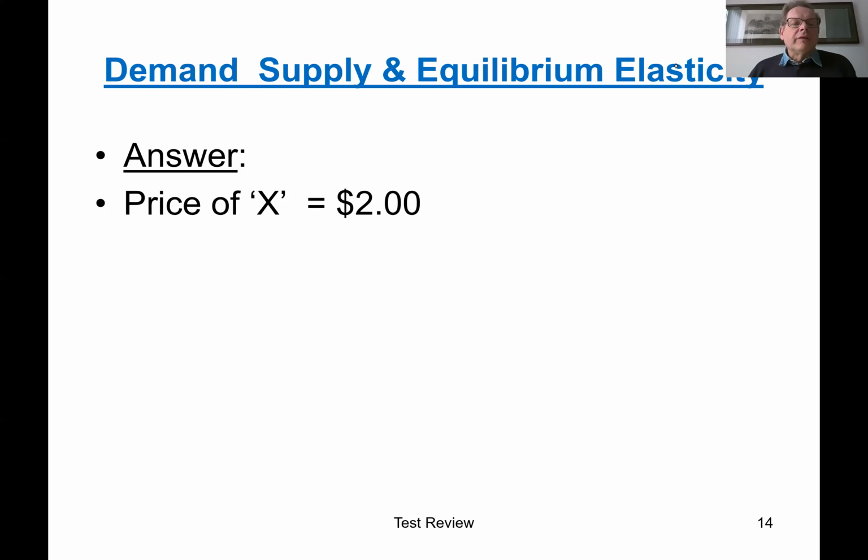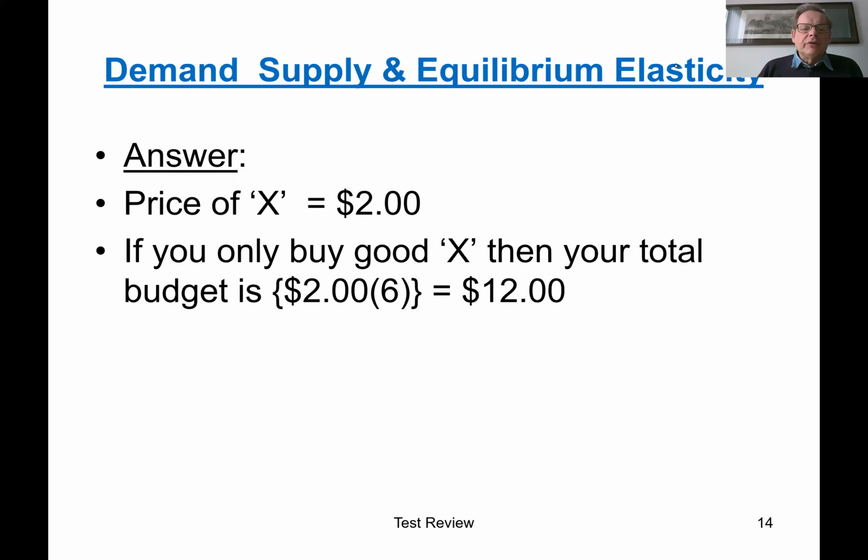So the price of X is $2. If you only buy good X, then your total budget is 2 times 6. Remember, you can buy, according to the graph, 6 units of X if you spend all your money. Therefore, if you take the price of X and the maximum number of units you can buy, multiply them together, and you will get your budget. So 2 times 6 is 12.